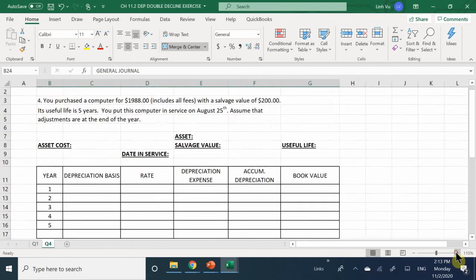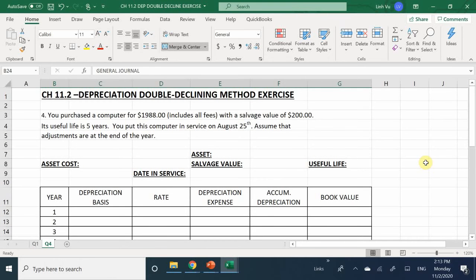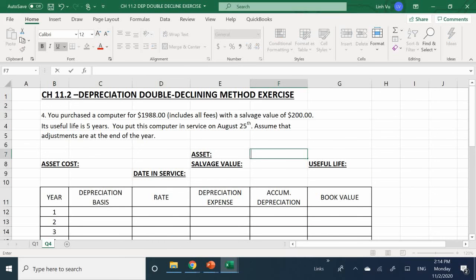Let's take a look at this scenario. You purchase a computer for $1988, which includes all fees, with a salvage value of $200. Its useful life is 5 years, and you place this computer into service on August 25th. Assume that the adjustments are made at the end of the year. So what asset did I buy? A computer. You bought a computer.